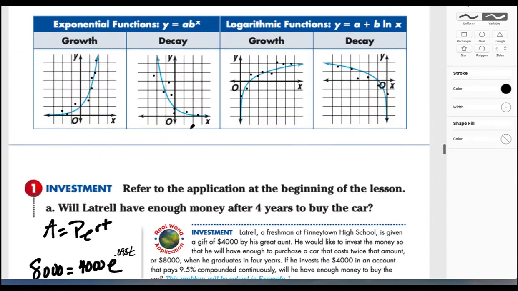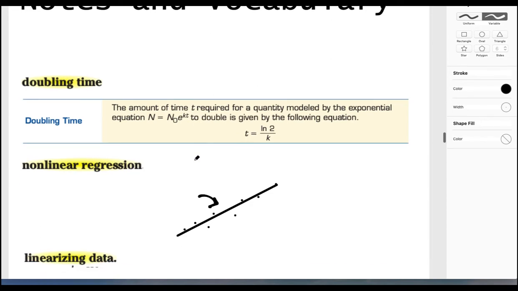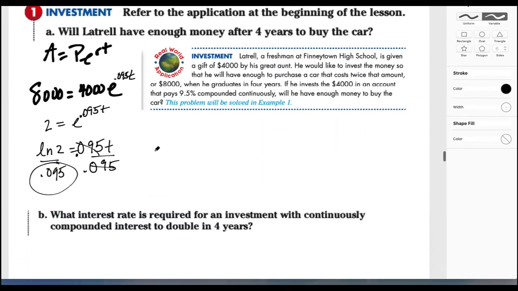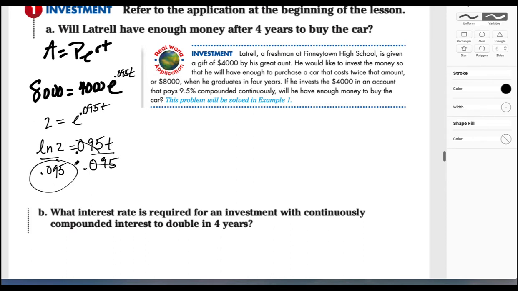Well, let's go back up here real quick. Remember what we saw? To find the time, it's going to be natural log of 2 times the value up here, whatever that constant is. In this case, the constant was the percentage that would be compounded continuously. So this is our answer.